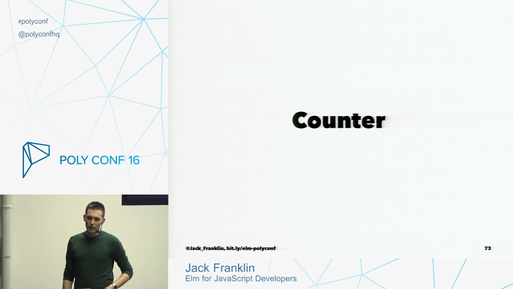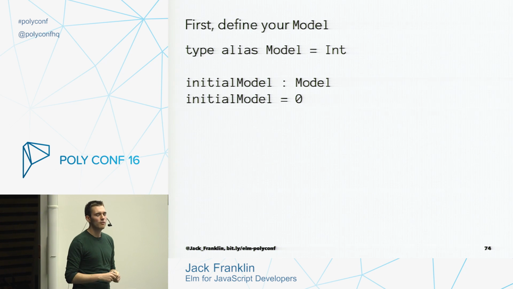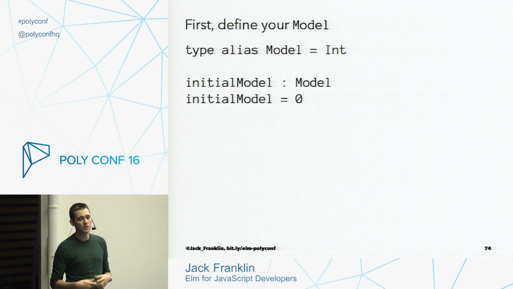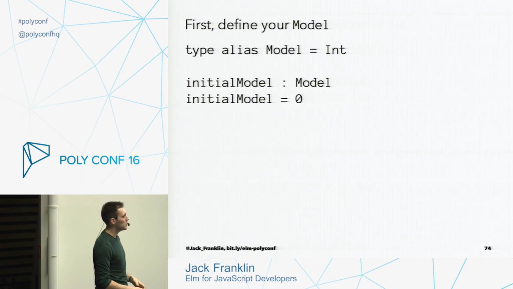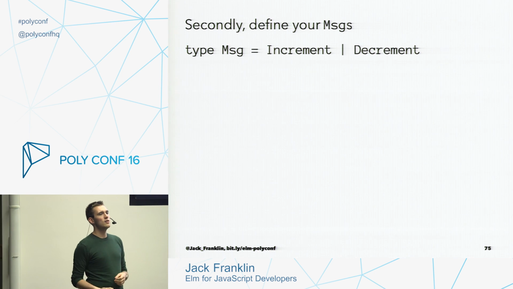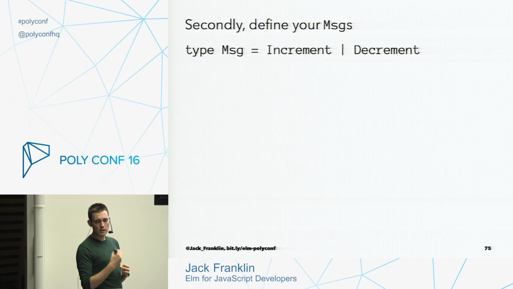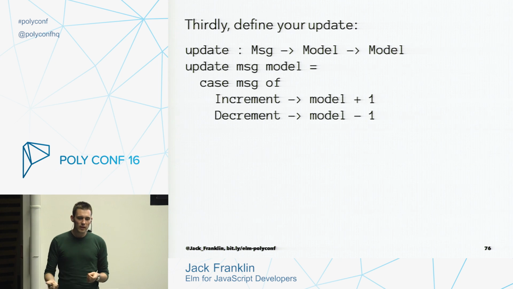The first thing we do is define our model. In this case, the only bit of data I care about is actually the integer value of the counter. So I'll alias my model to be just an integer, and I'll set my initial model to be 0. I then define the messages, and these are the things that can happen that might change the state. In this case, we're going to either say increment or decrement.